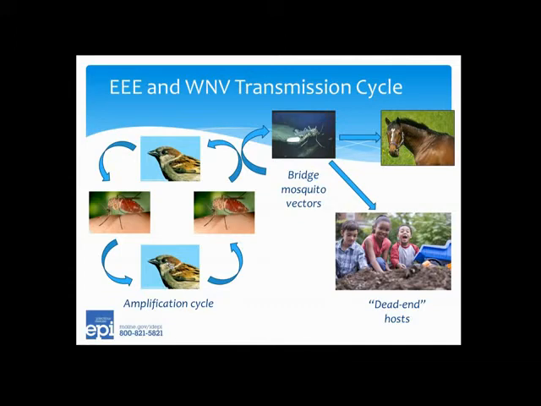The good news for us, if there is good news with this, is that we are dead-end hosts. What that means is that if a mosquito infected with West Nile virus bites a horse, a mammal, or a human, we are not going to get enough of that virus in our bloodstream so that if another mosquito bites us, we can infect that mosquito. So we can get ill from the disease, but we cannot pass that virus on to another mosquito.